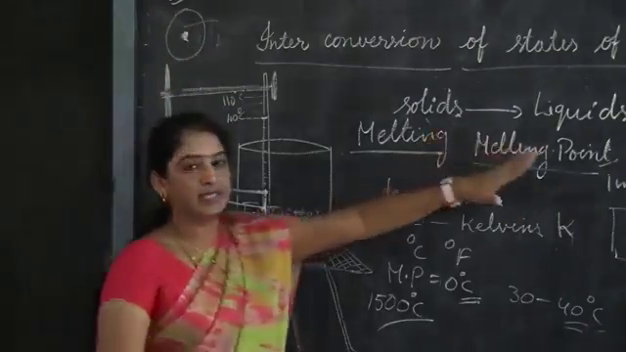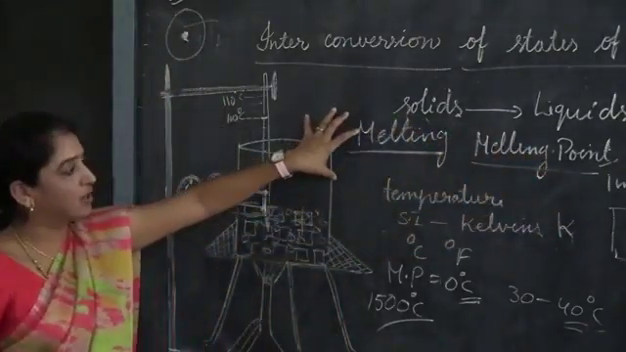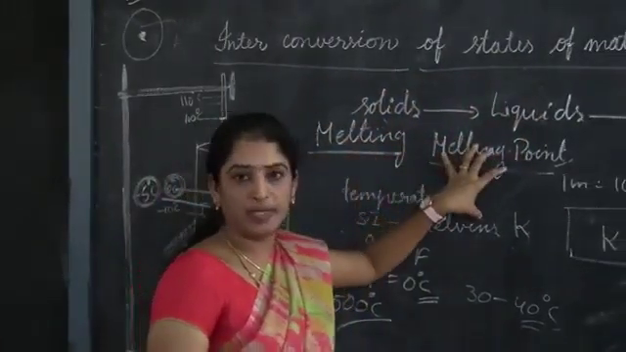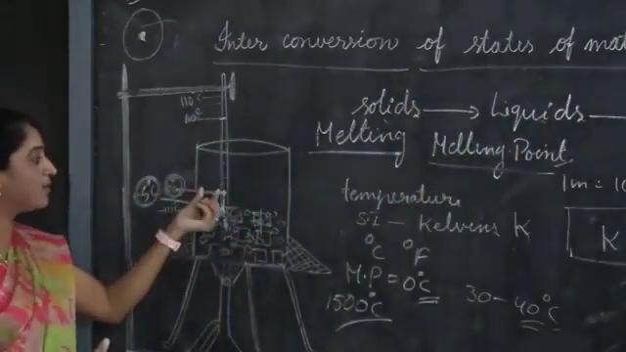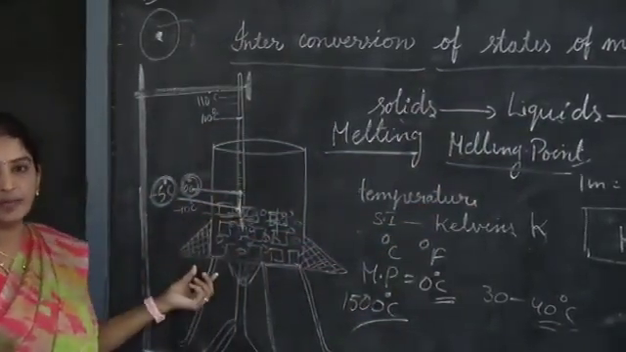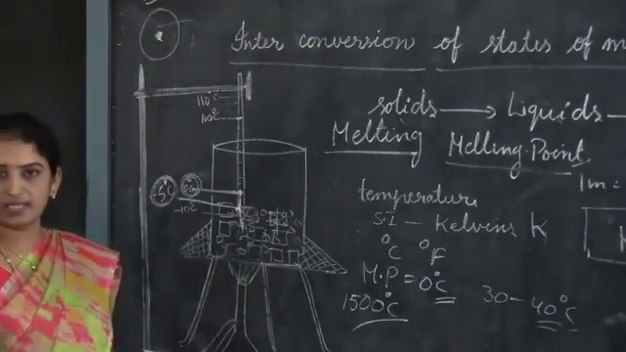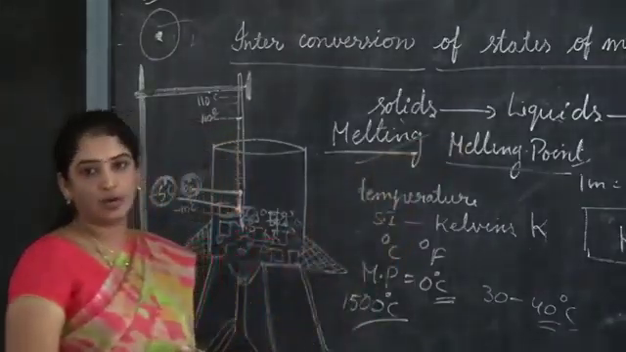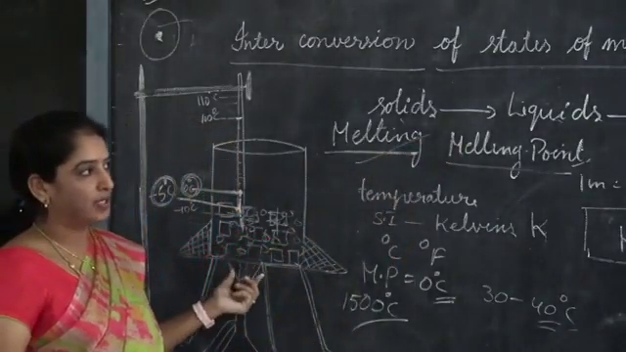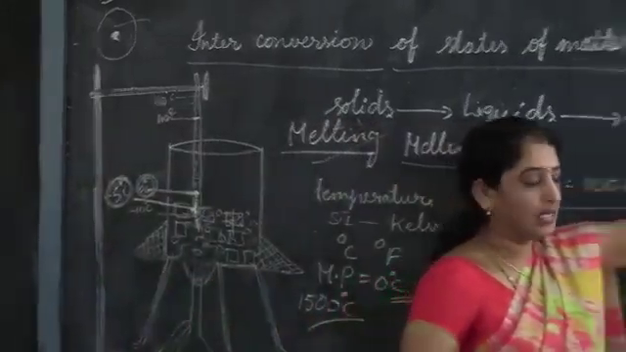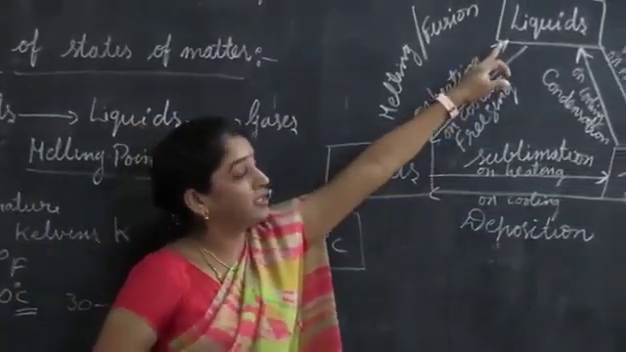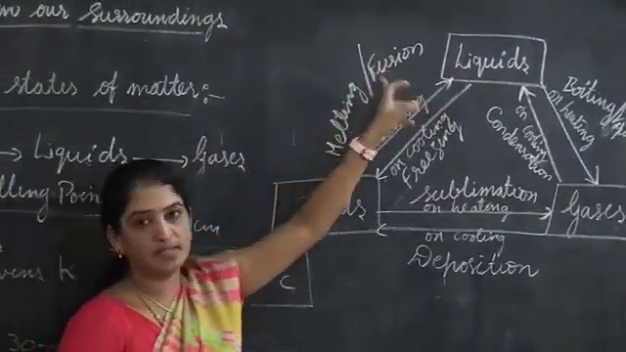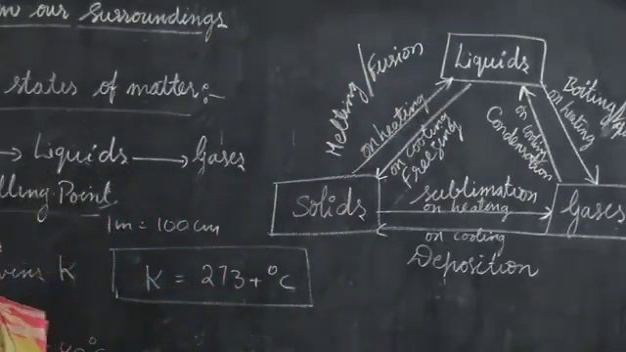So, melting and melting point. The process of conversion of solid form to liquid form is called melting. Melting point means the point of temperature at which a solid can be converted into liquid. Very important: on heating, a solid can be converted into liquid. This is called melting, and the process of melting is also called fusion.